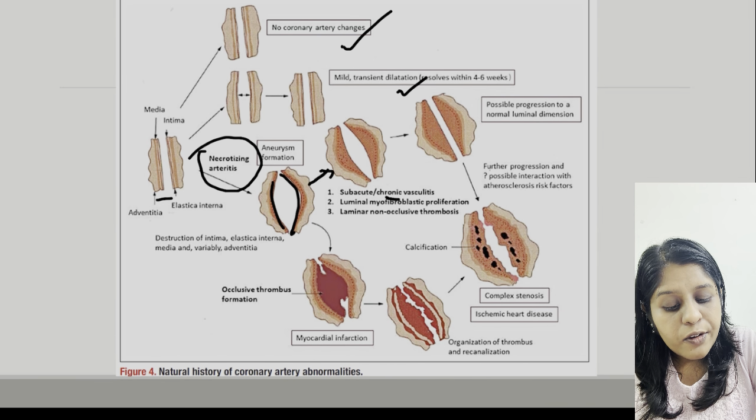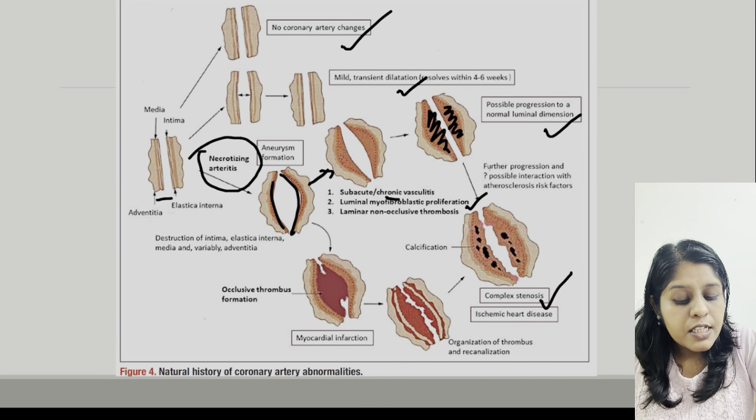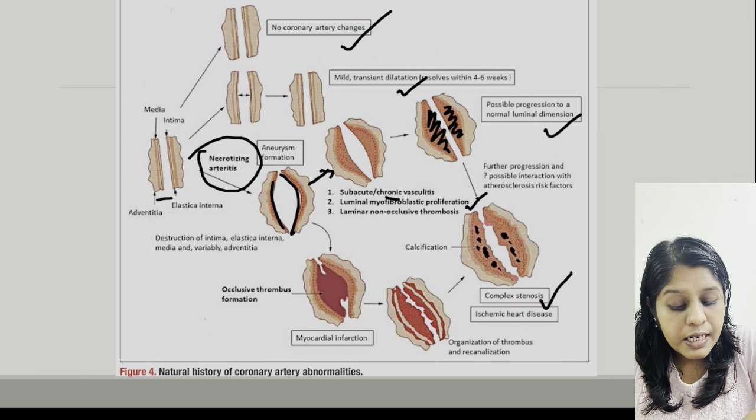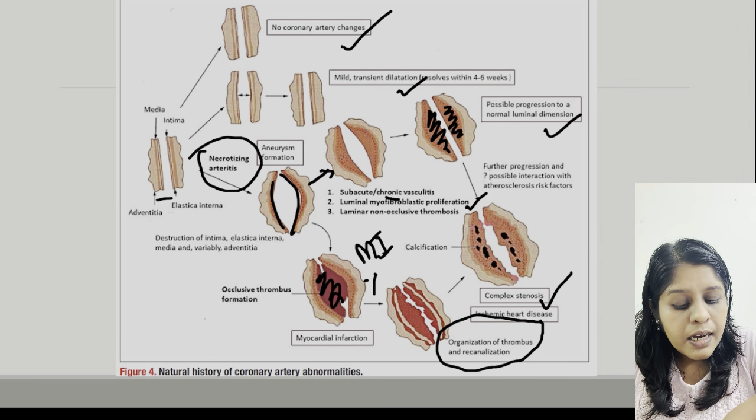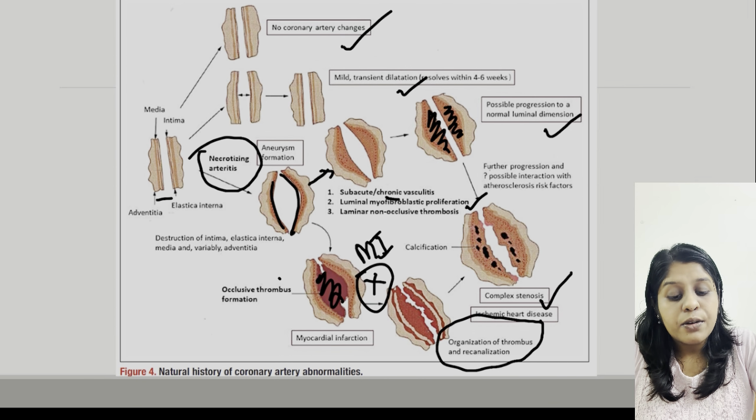Then luminal myofibroblastic proliferation will happen, with probable progression into a normal lumen or a complex stenosis. Whenever a giant aneurysm and luminal myofibroblastic proliferation occur, there is a high chance of thrombus formation, and an occlusive thrombus will lead to myocardial infarction, which can cause early death. So this is the most dreaded complication of Kawasaki disease, that is luminal myofibroblastic proliferation causing stenosis of the coronary artery, formation of occlusive thrombus and causing acute coronary syndrome.